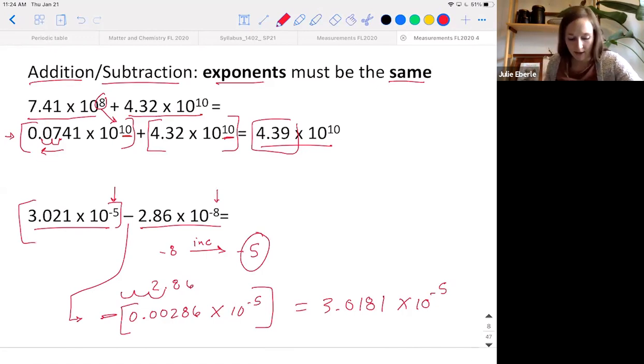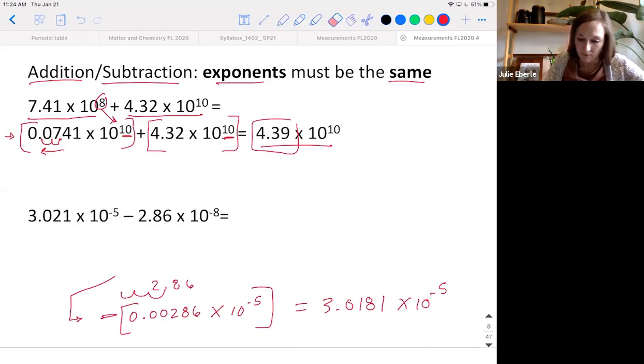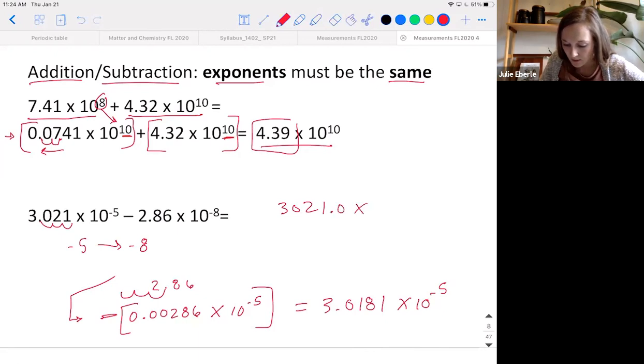So if I were to pick the first number and convert it, because you can do that if you want to, I'm going to erase for a second. If you were to take this number, we want to take the exponent of -5 and make it -8. So we're trying to decrease our exponent, which means we move our decimal 3 places to the right. Literally, 1, 2, 3. So now our math problem becomes 3021 times 10 to the -8, and we're going to subtract off 2.86 times 10 to the -8.